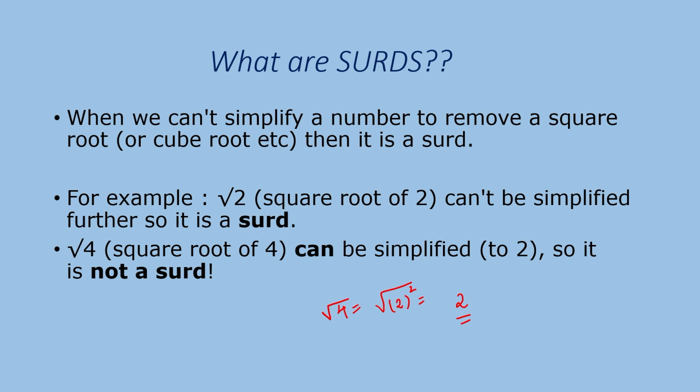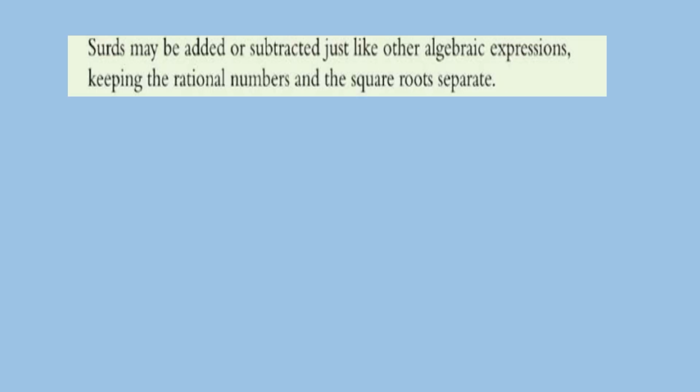Now if you have a number like 2 plus root 3, then this is also a surd. Because this is not a whole number, this is not a natural number, and you cannot simplify it further. You cannot add root 3 to 2. You cannot add 2 plus root 3. So this is the simplest form of that number, and this is known as a surd. So surds are basically those numbers which have square roots or cube roots, and which cannot be simplified further.